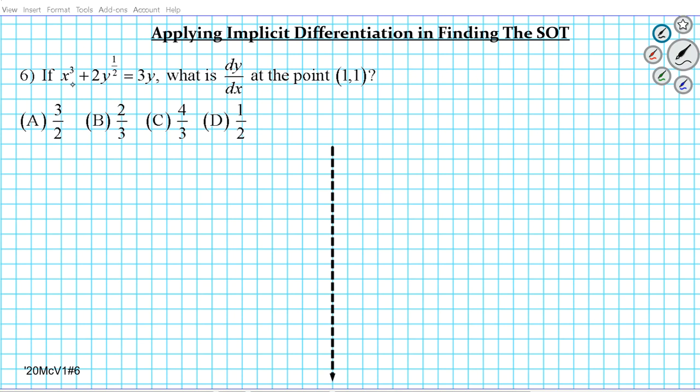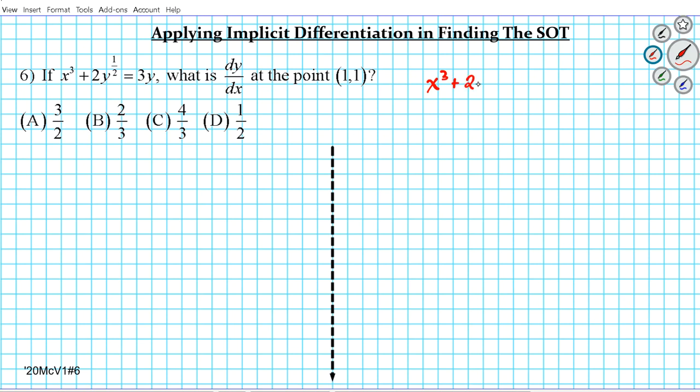If you take a look at the question, it says if x to the third plus 2y to the 1/2 equals 3y, what is dy/dx at point (1, 1)? Now, take a look at this equation for a second. What do you notice about this equation?